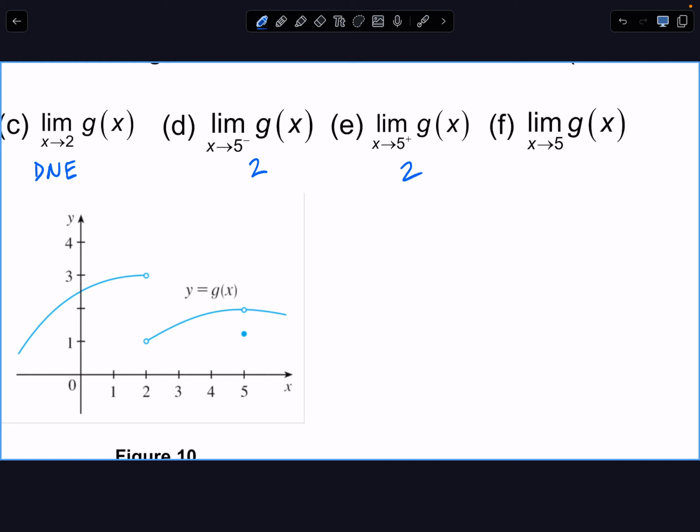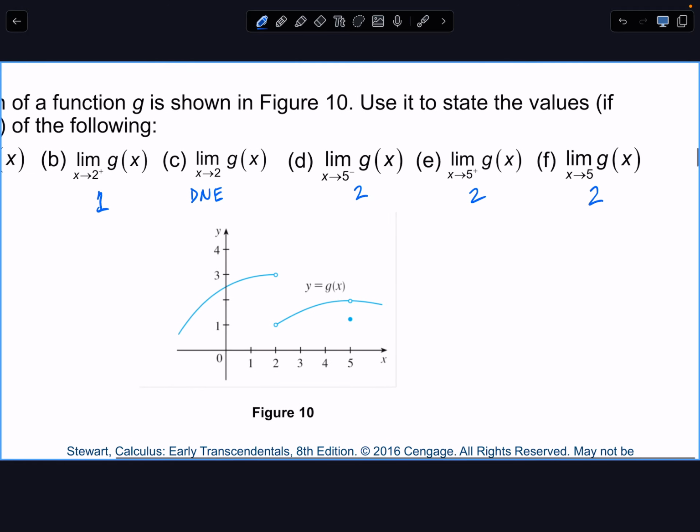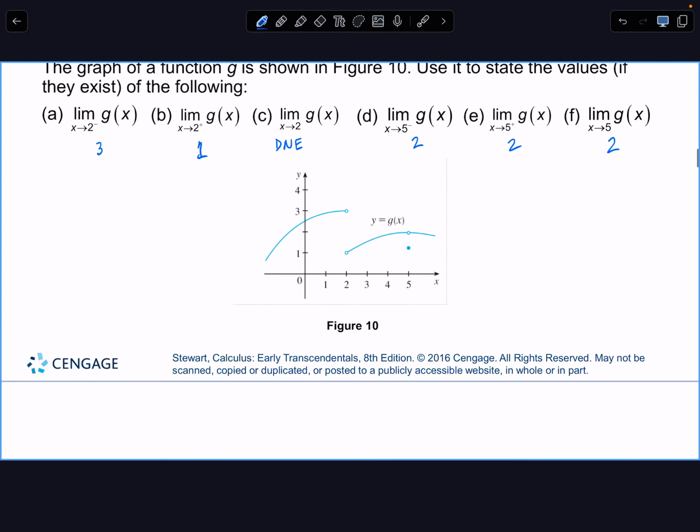Oh, the value of the function at 5 is 1, isn't it? There's a little dot there. So we would say g of 5 equals 1. But what about the limit? The limit is still 2. It's what's happening as x is getting close to 5, just below 5, just above 5. That function value is super close to 2, isn't it? So it's okay that there's no value at 2.